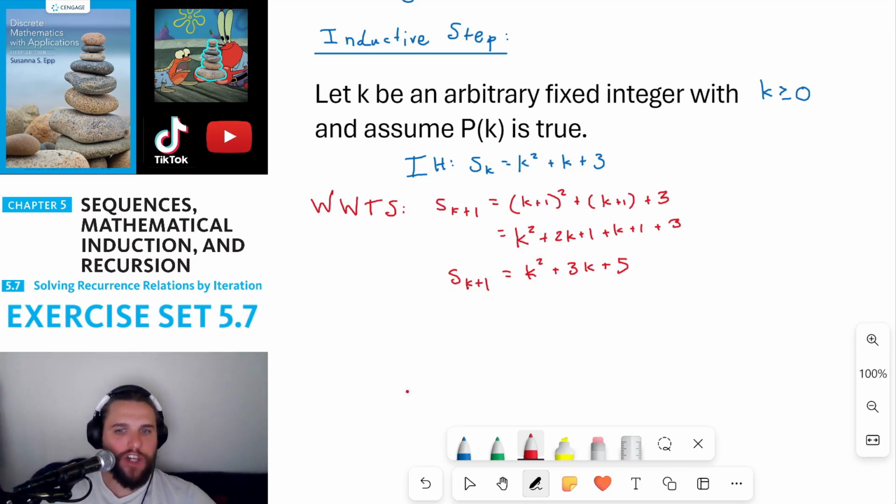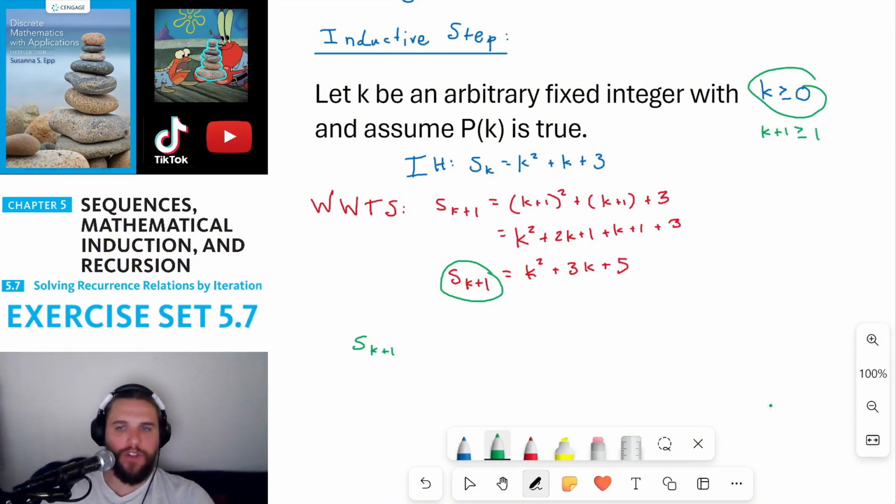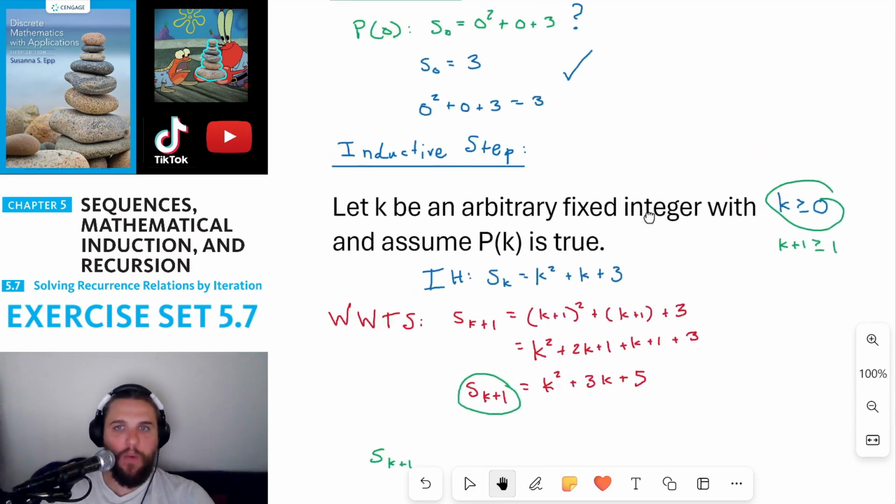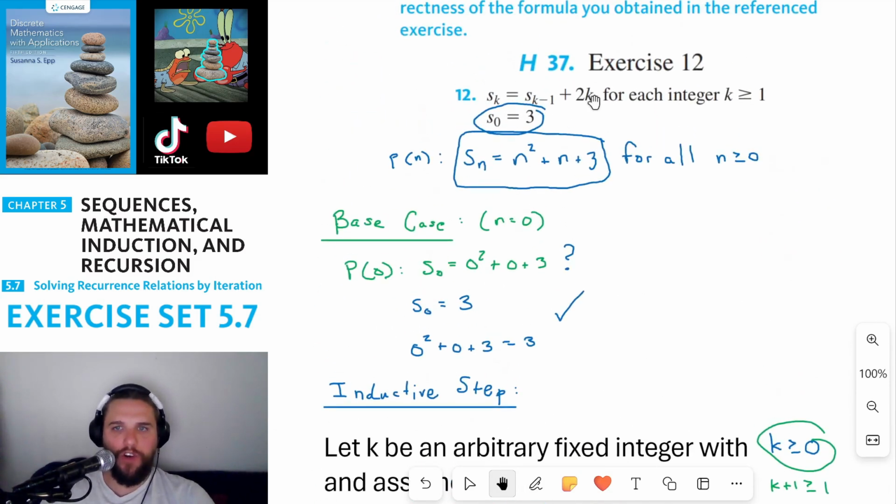The way we're going to show this is we're going to take the left-hand side here and do stuff to it. Now, since k is greater than or equal to 0, we can add 1 to both sides to show that k plus 1 is greater than or equal to 1, which means that we can apply the recursive definition here. This recursive definition only works for integers greater than or equal to 1, and k plus 1 satisfies that.